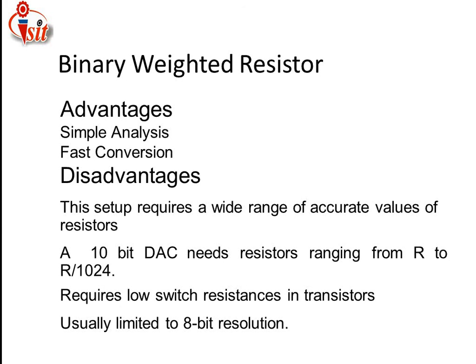Then the binary weighted resistors have some advantages. What are the advantages of binary weighted resistors? Just see here, the advantages: simple analysis and fast conversion. Then the disadvantages of binary weighted resistors are that these circuits require a wide range of accurate resistor values. A 10-bit DAC needs resistors ranging from R to 1024R, and requires a low switch resistance in transistors, so it is usually limited to 8-bit resolution.